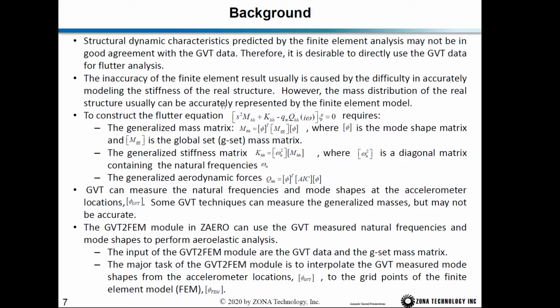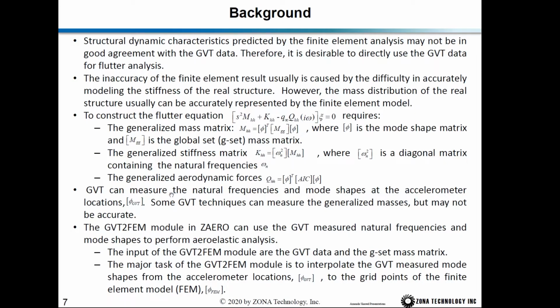To construct the Flutter equation shown here requires the generalized mass matrix MHH, which is equal to MGG pre and post multiplied by the modal matrix. And the generalized stiffness matrix can be computed from the generalized mass matrix pre-multiplied by omega n squared, where omega n squared is a diagonal matrix containing the natural frequencies omega n. And the generalized aerodynamic forces QHH can be computed from the AIC, pre and post multiplied by the modal matrix.